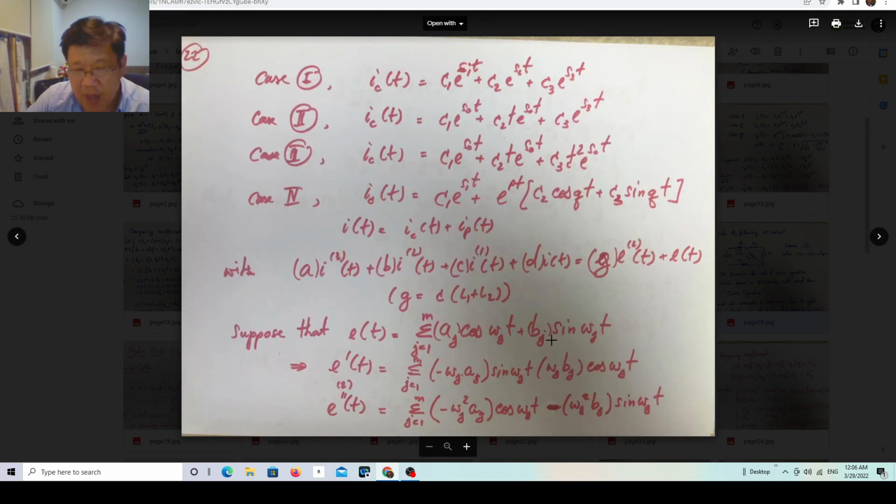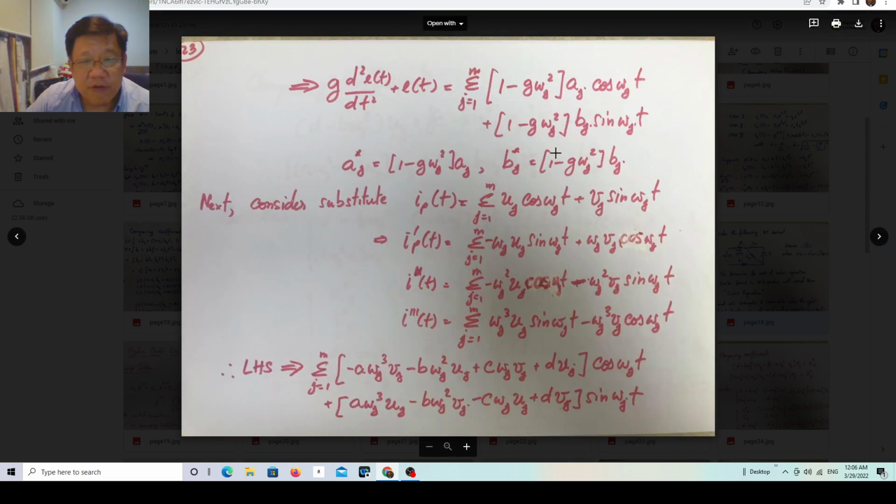And the similar fashion is for the second term, because it just changes from cos to sine. In terms of ET, they all have positive sign, but for the second order they become all negative sign. So that's why you get a similar one, but just change from a sub j to b sub j here, and change cos to sine.